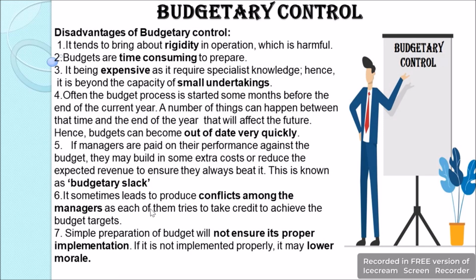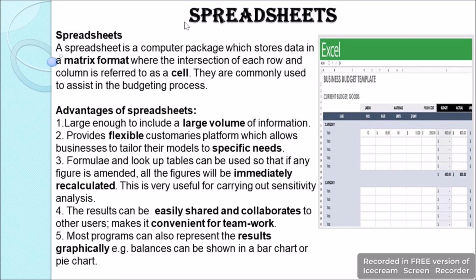Furthermore, this may also lead to conflict among the managers, because each manager will try to take the credit of achieving the budget, and making the budget does not ensure that it will be properly implemented. If it is not properly implemented, then it leads to low morale, and hence this will also be a drawback of the budgetary control system. In the present world, where everything is computerized and all the work is done by means of computers, the making of budgets is also computerized by means of spreadsheets and other different computer packages.